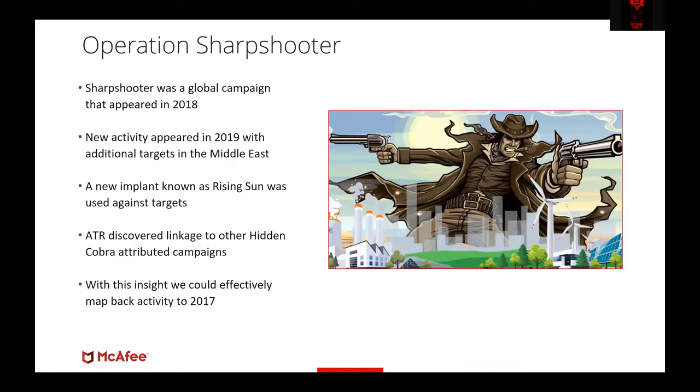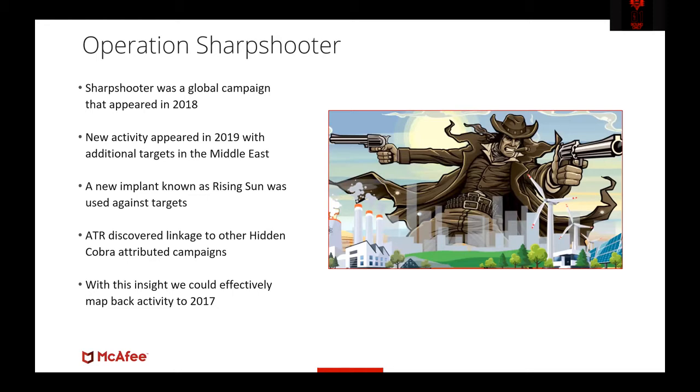So now we're going to do a little bit of a deep dive into some of the campaigns and some of the things that we have seen. Most notably, we started here with Operation Sharpshooter, which was actually a campaign set to look at different critical industries. It was a global campaign that appeared in 2018. And this campaign was targeting different targets in the Middle East, along with new activity that appeared in 2019. Also, a new implant known as the Rising Sun was used against targets.